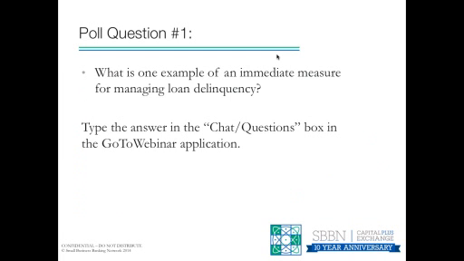Great, thank you so much. And we'd like to hear from you. What are some of the tools that your financial institution is using as an immediate measure of managing loan delinquency? So if people could start typing into the chat box, we're going to take about 1 minute here. So this is the time we'd like to know what tools you are using and what you immediately use in terms of managing any problem loans or any loan delinquencies. So we'll take just about a minute here.